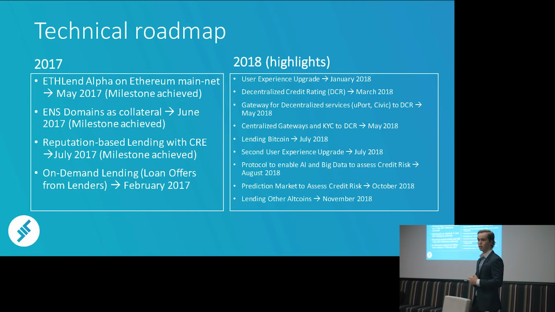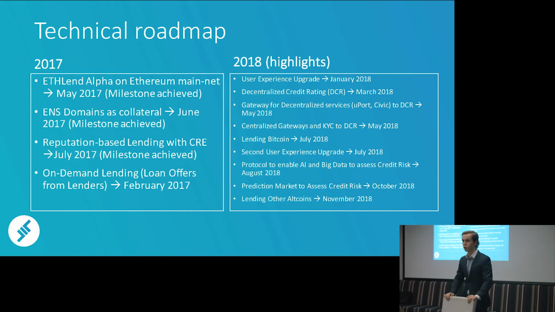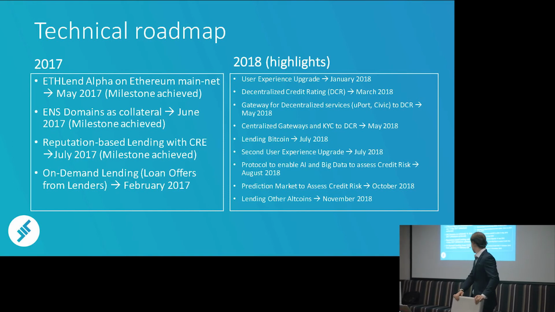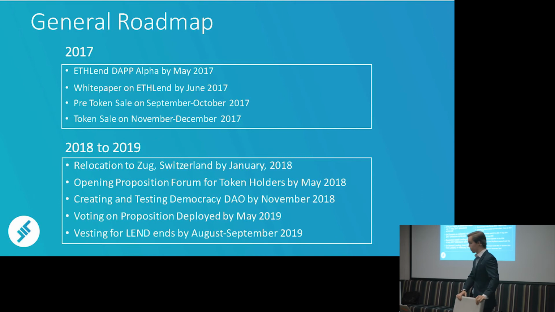Adding Bitcoin as collateral would be awesome because that's the most used currency. That would also hopefully get us a lot of new customers and users. Other altcoins as well, but that is where we're waiting for atomic cross-chain swaps to make this kind of stuff possible. But yeah, then there's the general roadmap.